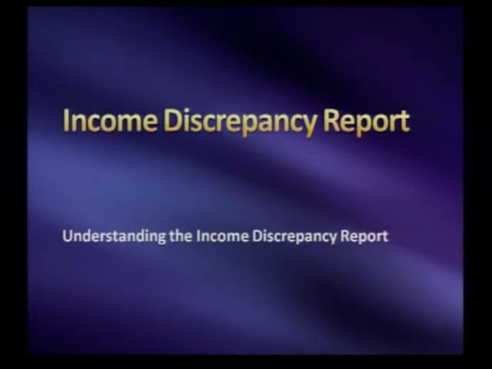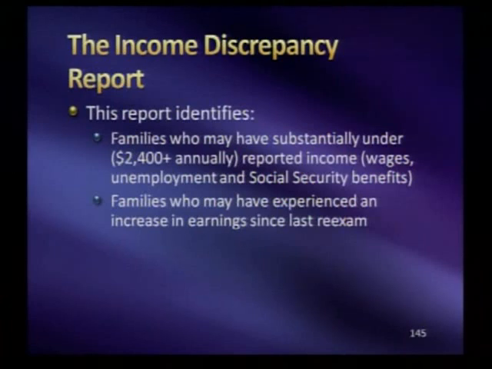Now we're up to the income discrepancy report. Now I'm going to be honest with you. This report really was generated for HUD staff use, but I'm going to explain to you what this report is. It basically is a report that identifies individuals whose PIC reported and EIV reported income have a difference of $2,400 or greater. In plain layman's terms, the system is identifying households where there may be instances of substantial underreporting of income. So if the annual income discrepancy is $2,400 or greater annually, those families will fall on this report.